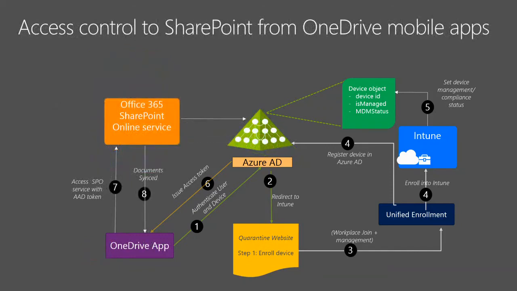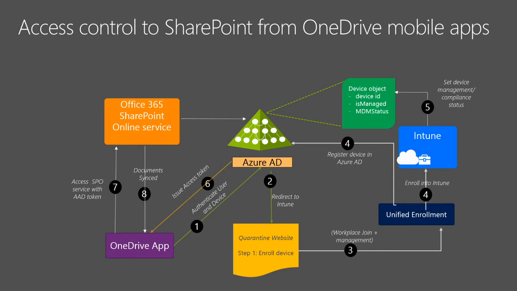So the other demo that Chris showed was the OneDrive scenario. It's very similar, so I'm not going to walk through all the steps, but because the OneDrive app is also integrated with the Active Directory Authentication Library, it also got redirected to Azure AD, got the enrollment workflow going. But then in this particular case, once it got the token, it could directly access the SharePoint Online service and then get the documents synced down to the device. So that is the high-level architecture of how we do this kind of access control, both with the Outlook app as well as the OneDrive app.